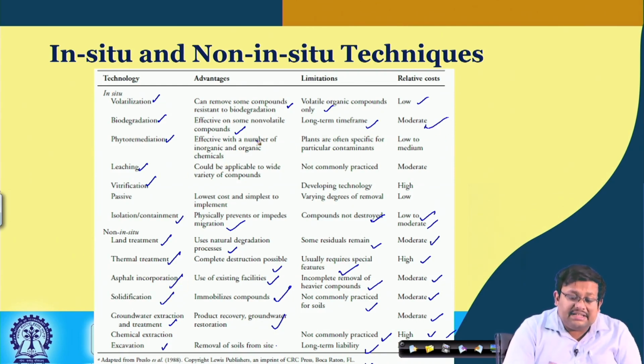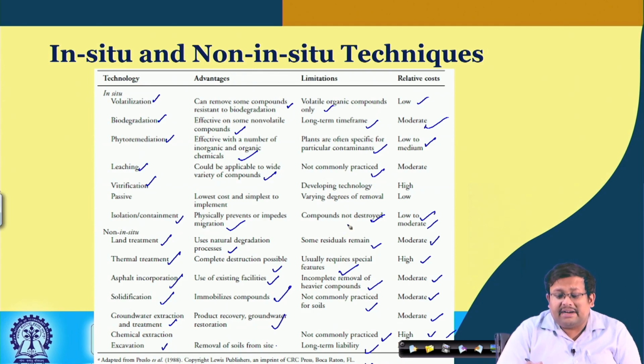In case of phytoremediation, it is effective with a number of inorganic and organic chemicals. However, it has the limitation that plants are often specific for a particular contaminant. So, you have to use a group of plants if you want to remediate a group of contaminants, and the relative cost is low to minimum. In case of leaching, it could be applicable to a wide variety of compounds. However, the limitation is it is not commonly practiced, and it also has a moderate relative cost. Vitrification is a developing technology and cost involvement is very high.